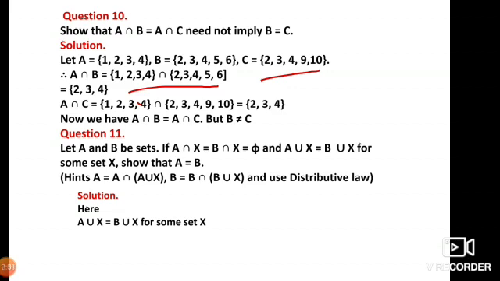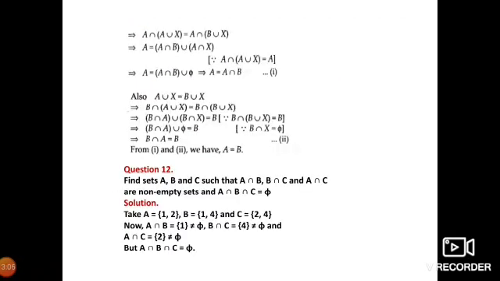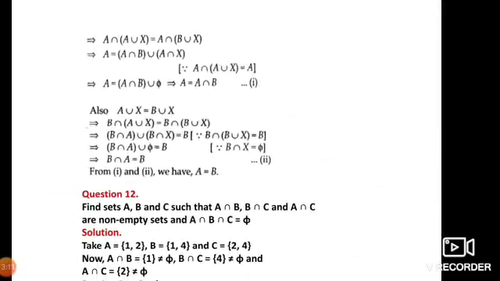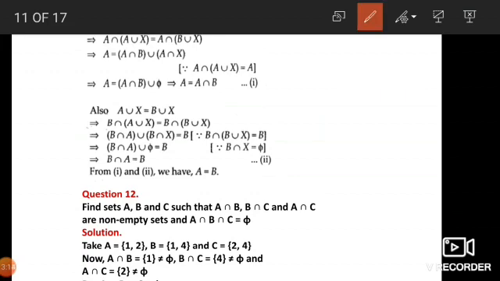Now, to prove the sum, let us take A union X equal to B union X. Now, apply A intersection on both the sides. A intersection (A union X) is A. On the right hand side, you apply the distributive law. What is the distributive law? A intersection B union A intersection X. Now, A equals A intersection B union empty, and it is nothing but A equals A intersection B.